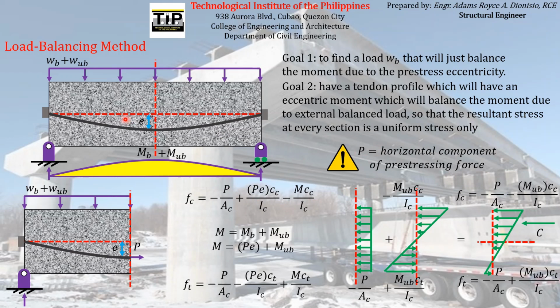You have to take note of that for cases of having a profile with varying eccentricity. That is always the case for those types of concrete elements with tendon profile or pre-stressing reinforcement profile with varying eccentricity: you must always use the horizontal component of the pre-stressing force in the formulas for finding the total stress acting on the concrete element at any section. So that is how the formula for the load balancing method was derived.